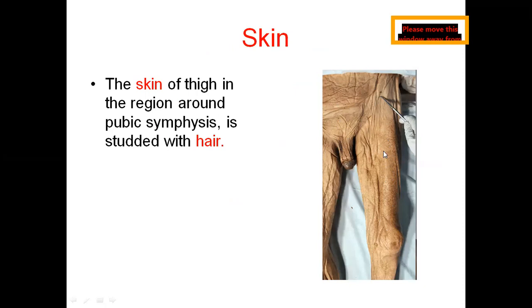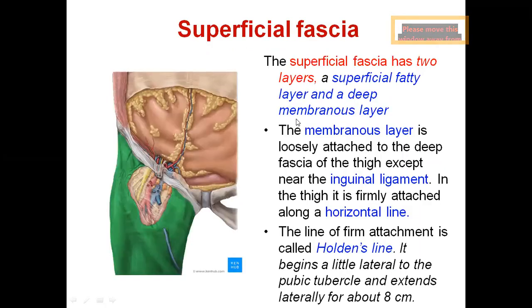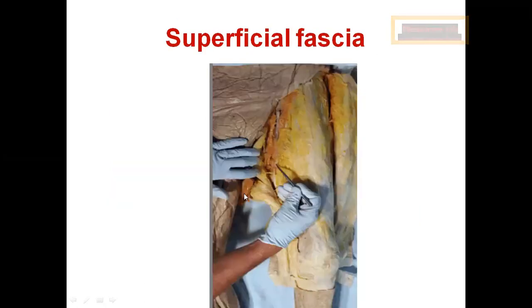The skin of the thigh is in the region around the pubic symphysis. This point is the pubic symphysis. Whatever we have around this pubic symphysis, this area will have a lot of hair. Once you reflect the skin, I'll show you in the cadaver.